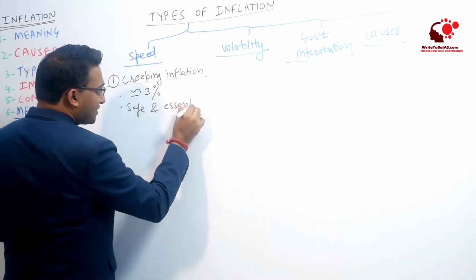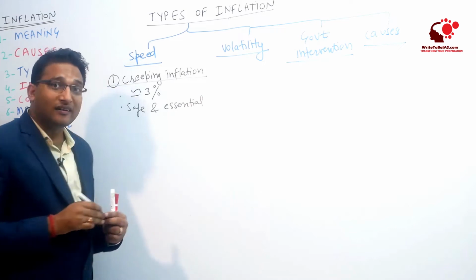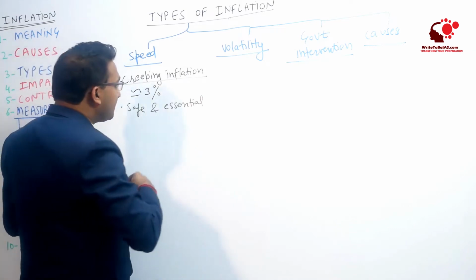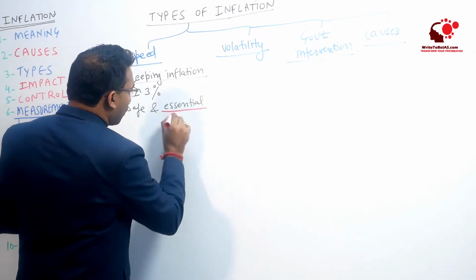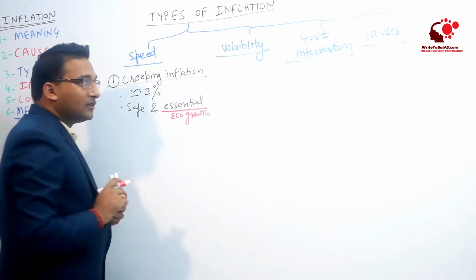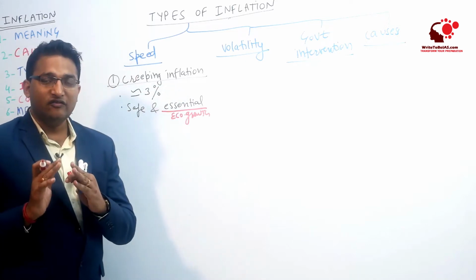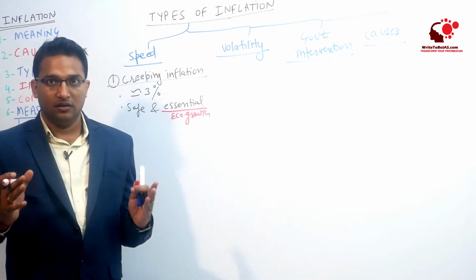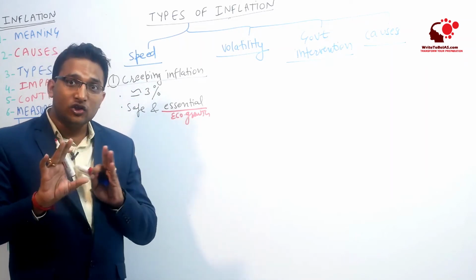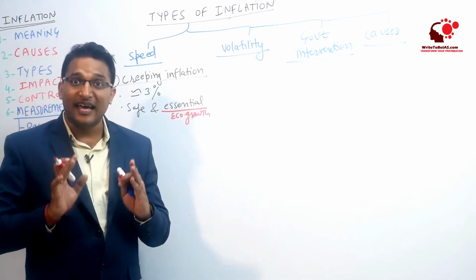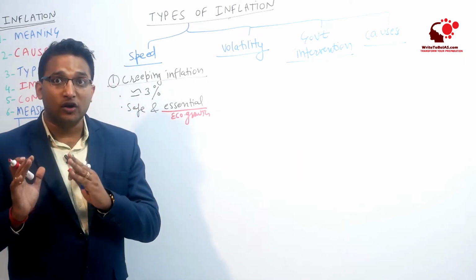And friends, this inflation is considered very safe and essential. But why is this considered safe and essential? What is the meaning of safe and essential? Essential here means that this is essential for economic growth. That means it is desirable. If the inflation is 0%, it is not a desirable situation. Rather, it should be in the range of 2% to 4%, average 3%. It is desirable for the appropriate economic growth rate.